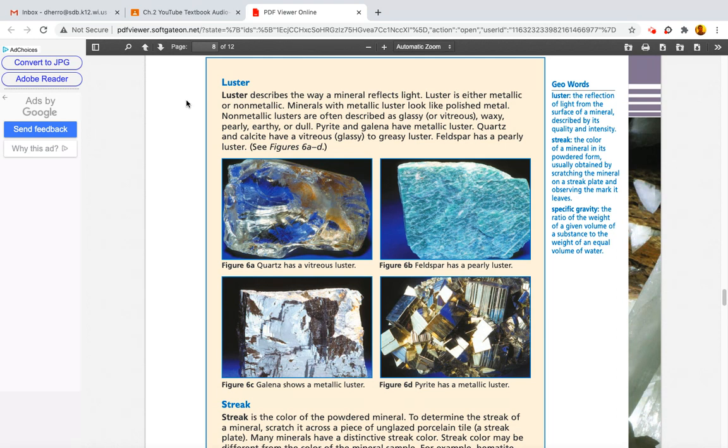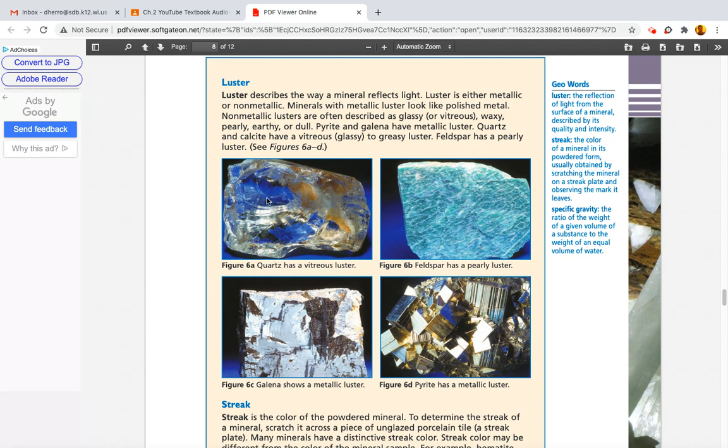Quartz and calcite have a vitreous, glassy to greasy luster. Feldspar has a pearly luster. So figures A to D. So there's your quartz, there's your feldspar with a pearly luster, galena, metallic luster, pyrite, metallic luster. Okay, so there's your metallics, pyrite and galena. There's galena, there's pyrite, and quartz and feldspar.